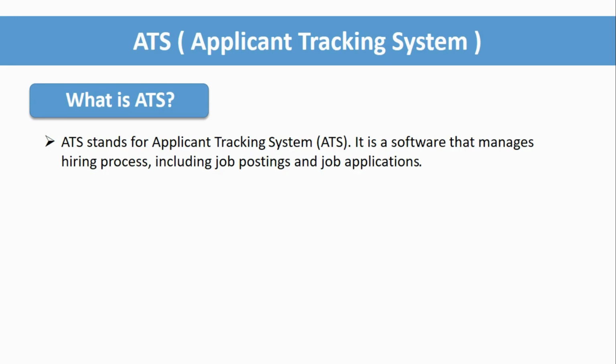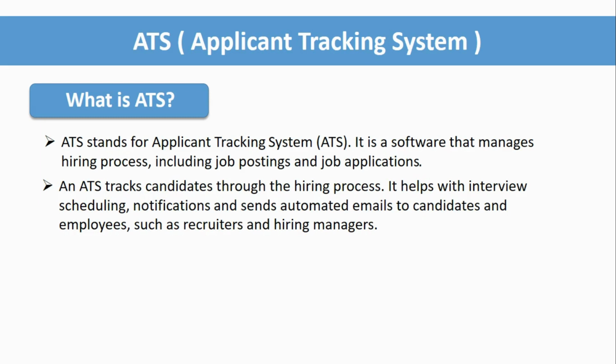If I give the definition, I explored ATS and I'm trying to explain it in my own words. ATS stands for applicant tracking system, which is software that manages the hiring process, job postings and hiring status. It is used by the HR team, or nowadays we can say the talent acquisition team. An ATS tracks candidates through the hiring process. It helps with interview scheduling and notifications, and sends automated emails to candidates. So the whole end-to-end hiring process is managed through the ATS system.